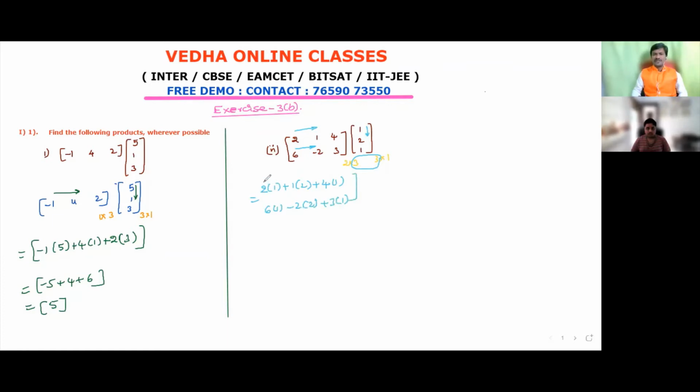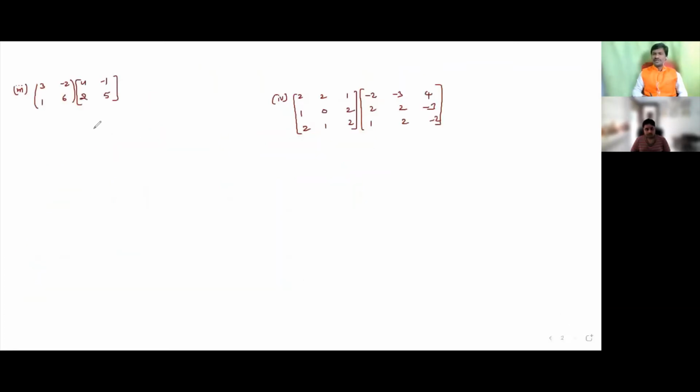Now 2 ones are 2, plus 2, plus 4. 6 ones are 6 minus 4 plus 3 ones are 3. So 2 plus 2 is 4, plus 4 is 8. 6 minus 4 is 2, 2 plus 3 is 5. So this is the required solution. Now we'll go to the next question.